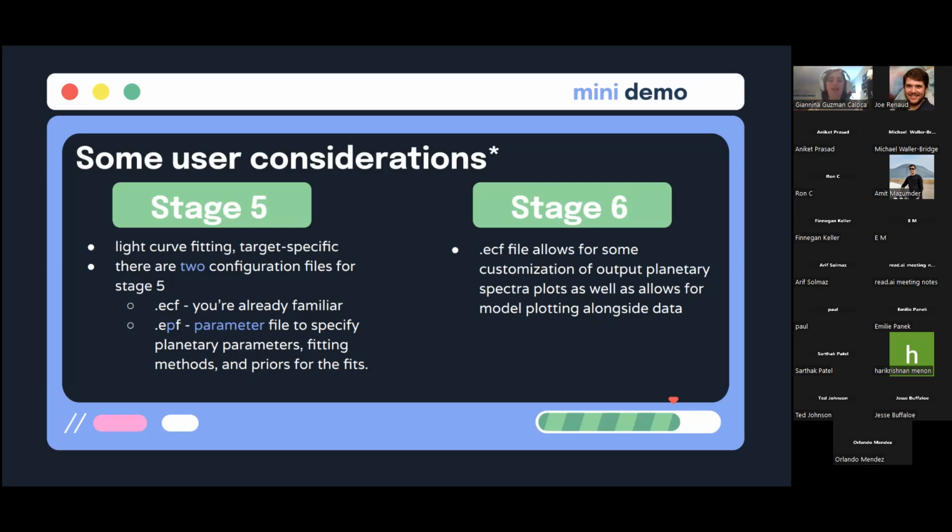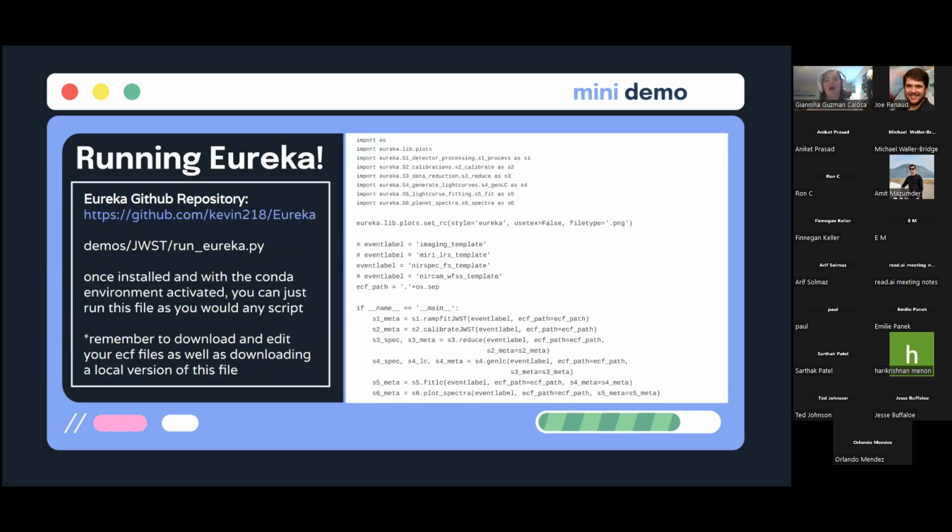So if you go into the ECF file, you will be able to play around with some of the customization aspects of the plotting in Eureka, but also you will be able to input a custom model if you want to compare it against your data. For example, if you want Eureka to overplot the data over your model. So that's very useful.